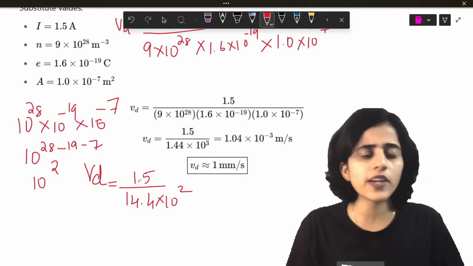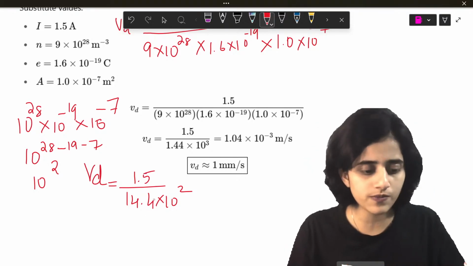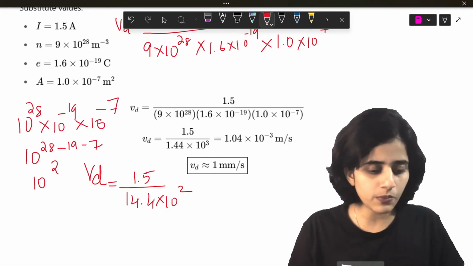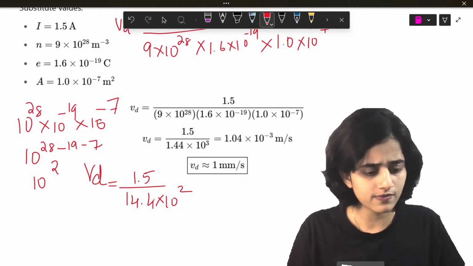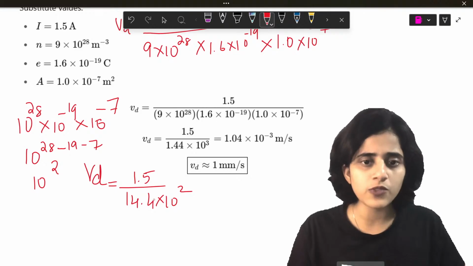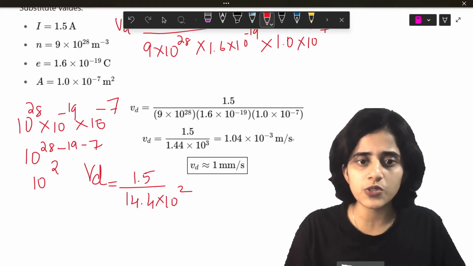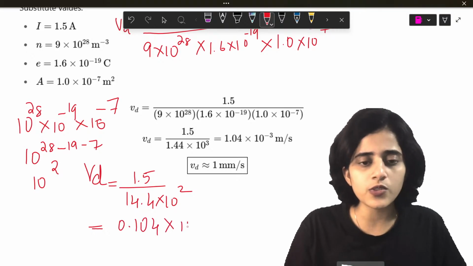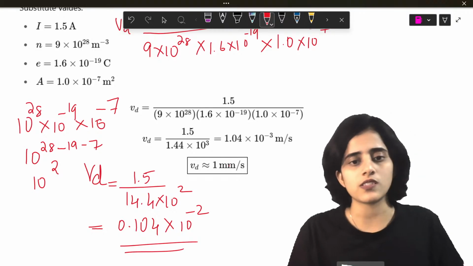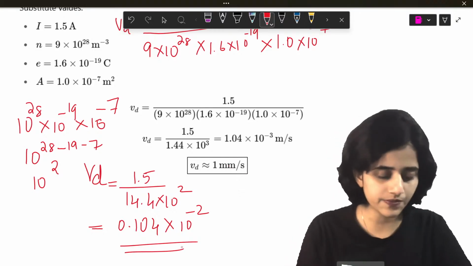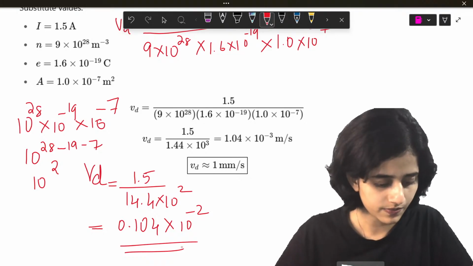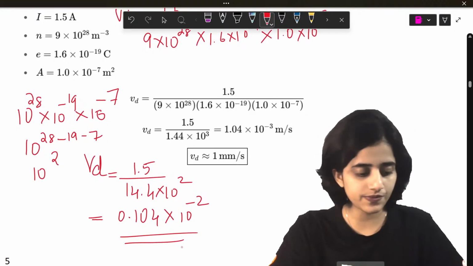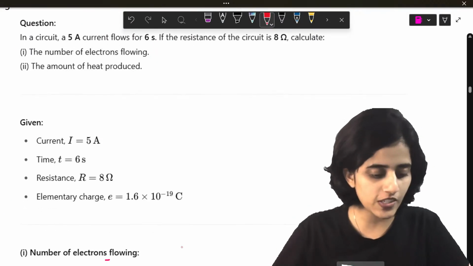There's some calculation. Are you getting 1.5 by 14.4? Because 1.5 by 14.4 should give you 0.104 into 10 raised to minus 2, which is this answer is also fine. Are you getting it? Okay, then it's some calculation mistake only. Okay, let's move on to the next question.